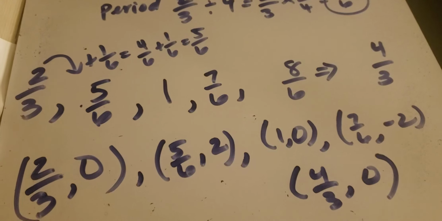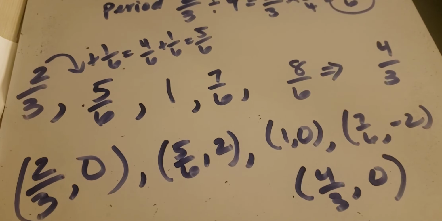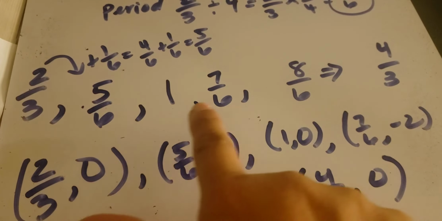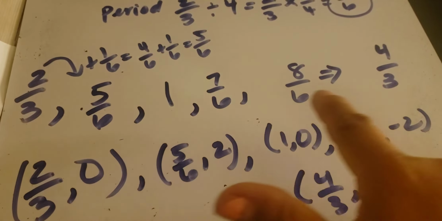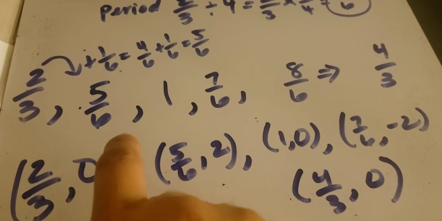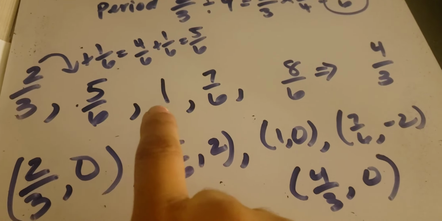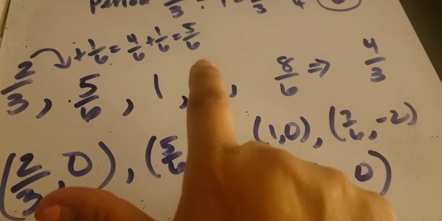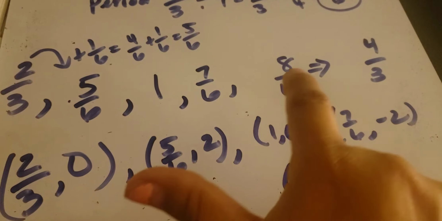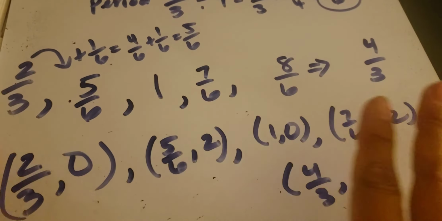So let's do that. All right, boys and girls, let me wrap this up. I went ahead and found all the points off camera. So 2/3, 5/6, 1, because 6/6 is just 1, 7/6, and then 8/6 is the same as 4/3. So I know I'm done.